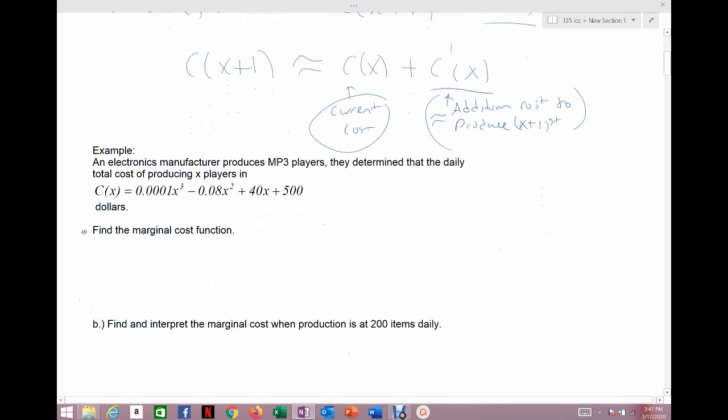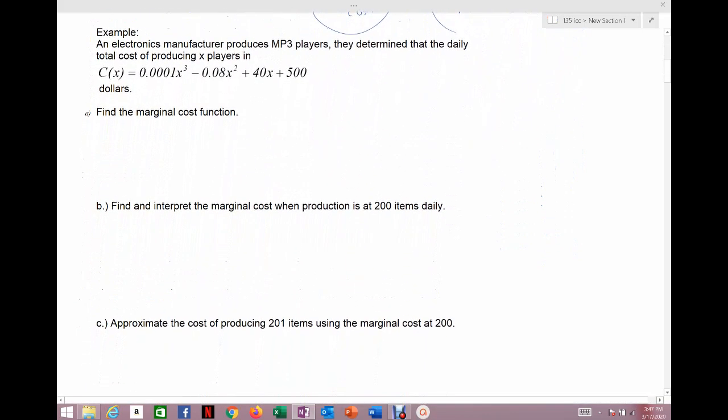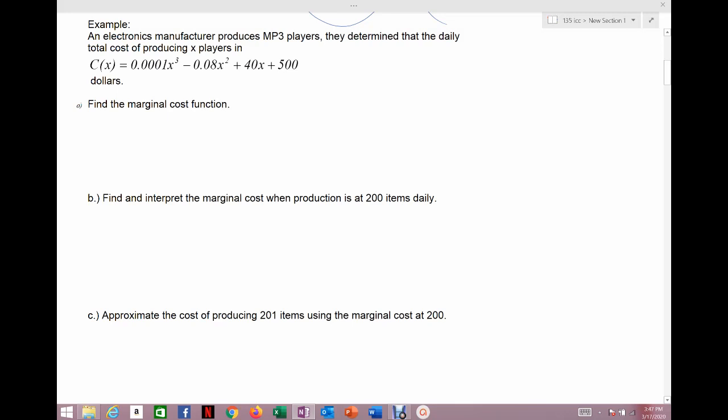Alright, so an example of marginal analysis on the cost function. An electronics manufacturer produces MP3 players. So that's the x value, the number of MP3 players in production. Marginal cost. Well, marginal cost is just an application of the derivative, so it's just find the derivative of the cost equation. Power rule, simple rules. That's 0.003 x squared minus 0.16 x plus 40. So there's my marginal cost function.